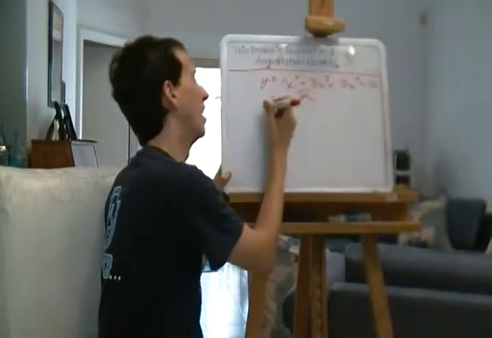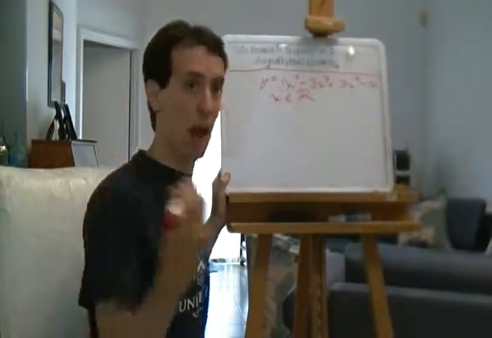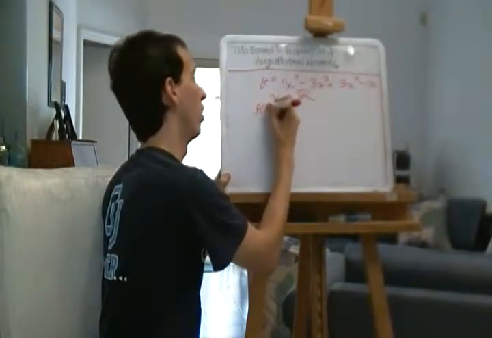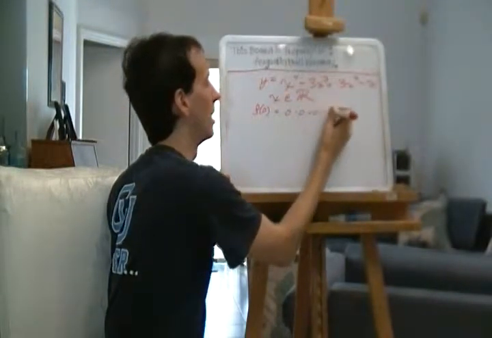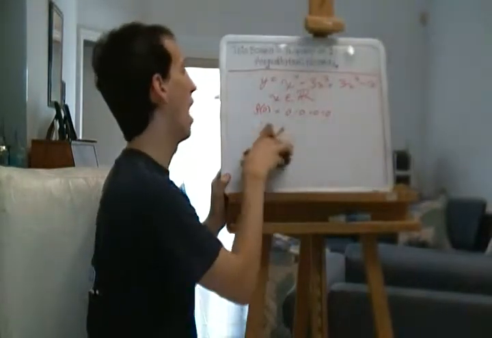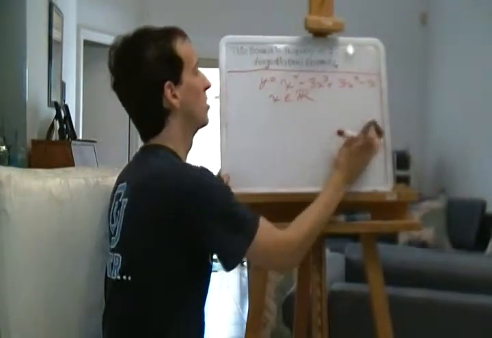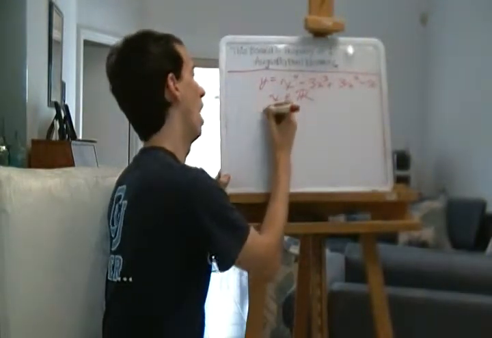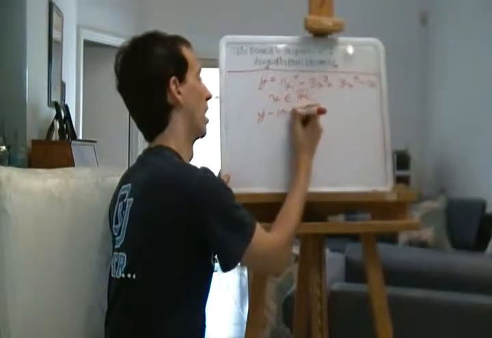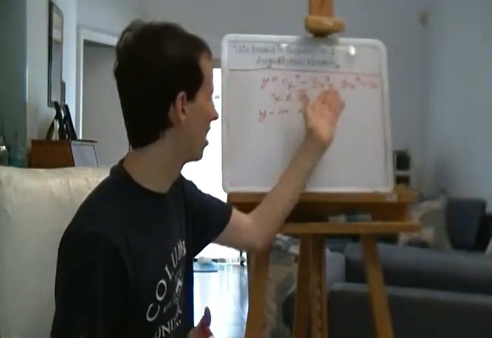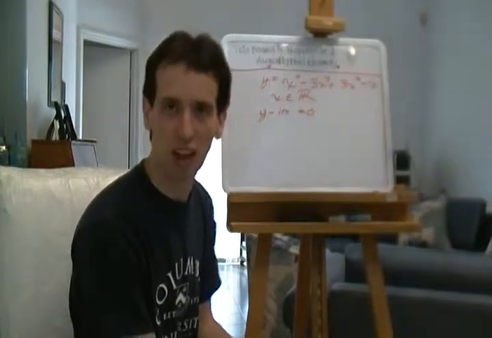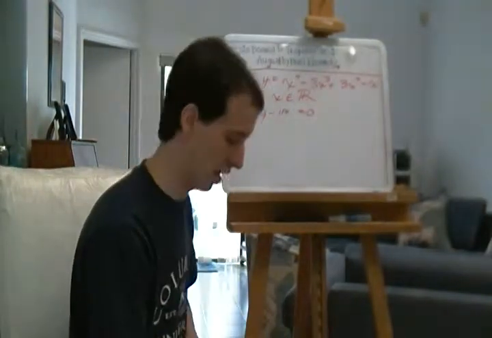Now we want to find the y-intercept. So let's take f of 0, and we get 0 minus 0 plus 0 minus 0. So obviously the y-intercept is 0. Okay, the x-intercepts, that doesn't look too easy to solve for x, so we're not going to worry about that for right now.